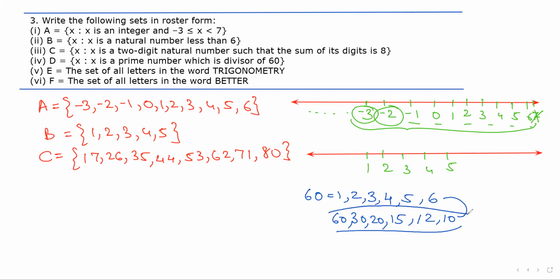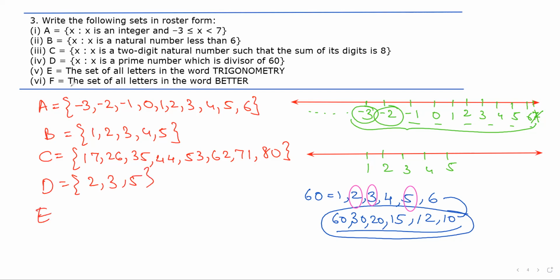But we know that all these other values are composite numbers. Which are prime numbers amongst these? You have 2, 3, and 5. We do not have any other prime numbers. So the D set is equal to the set of 2, 3, and 5.